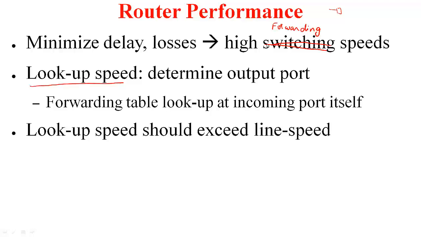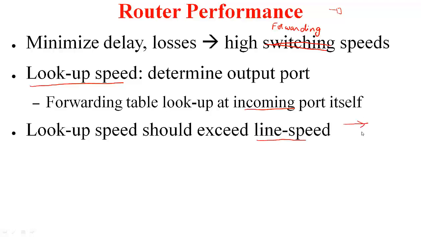One of the components of these high forwarding speeds is the lookup speed, basically the time it takes to determine which outgoing port the incoming packet has to take. Now this forwarding table lookup, as I mentioned, happens at the incoming port itself. Ideally, you want this lookup speed to exceed the line speed. What do I mean by this?